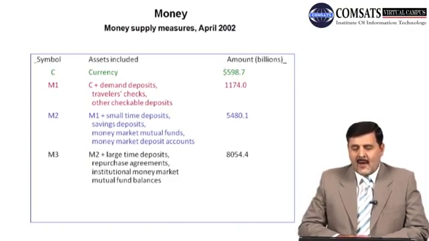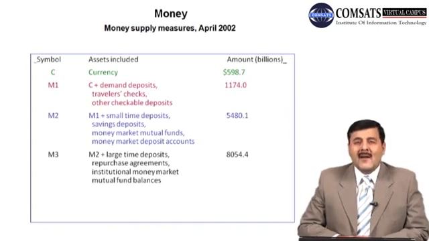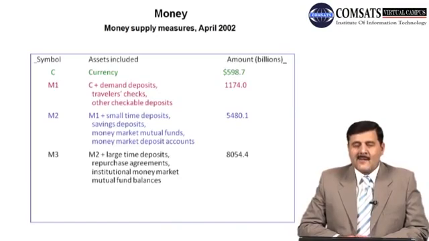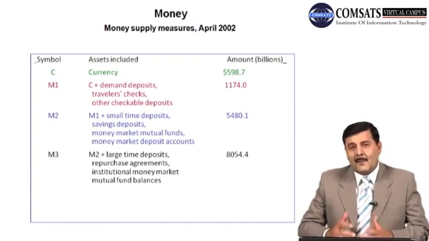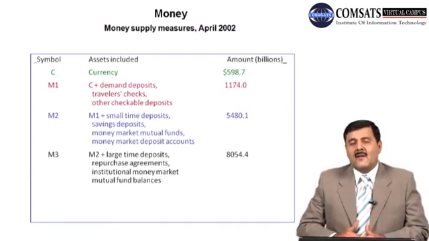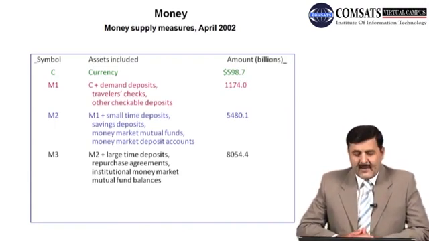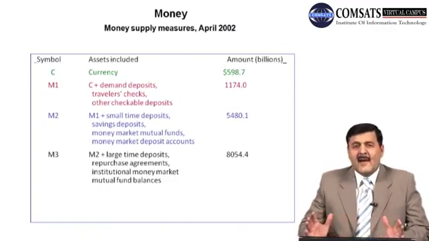It is 8054.4. So the total money supply available in the economy by all definitions is 8054.4 billion US dollars in 2002, because we are just considering a particular month, which is April 2002. So this was about the definitions of money supply, how we define money supply in the economy, right?